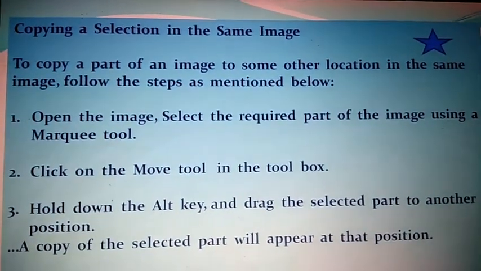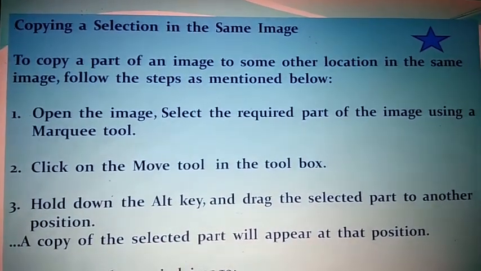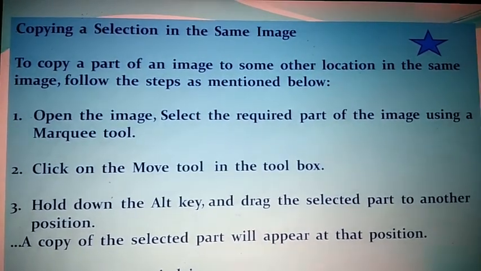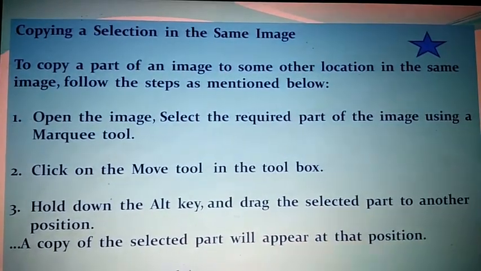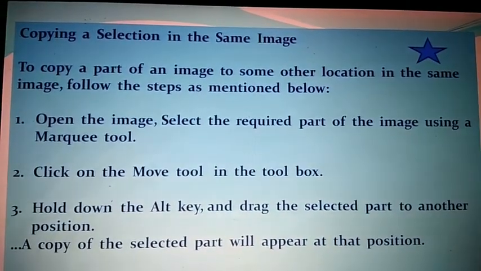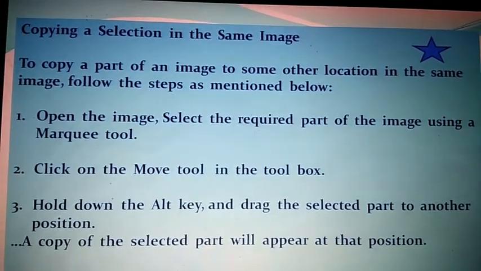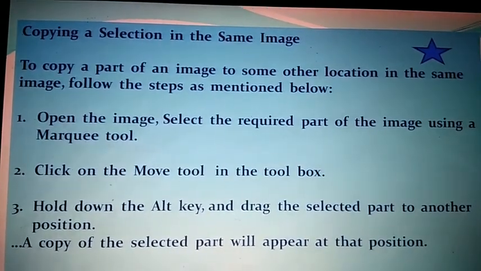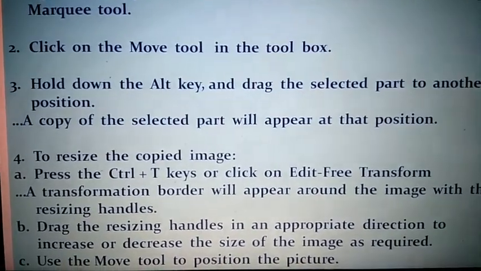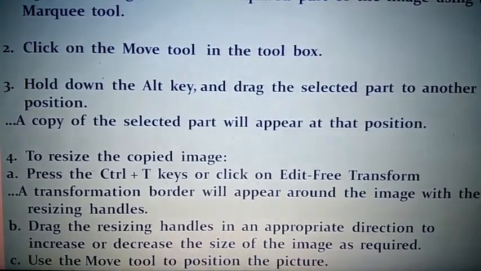So students, to copy a part of an image to some other location in the same image, follow the steps as mentioned below. First, open the image and select the required part of the image using the marquee tool. Second, click on the move tool in the toolbox. Now hold down the Alt key and drag the selected part to another position. Then a copy of the selected part will appear at that position. Fourth, to resize the copied part, press the Ctrl plus T keys, or click on Edit, Free Transform.